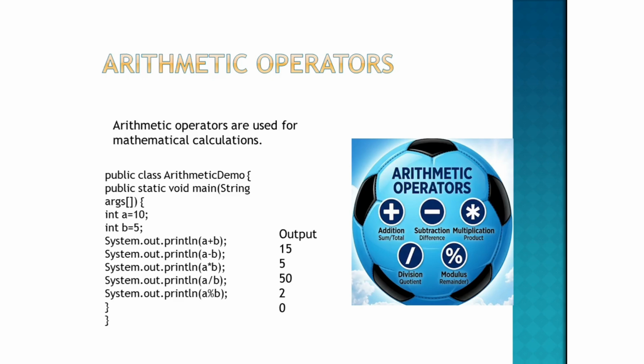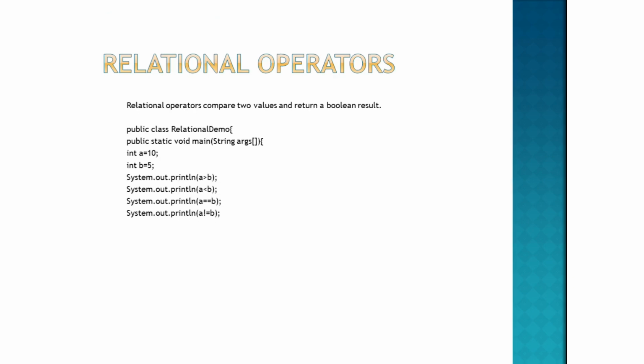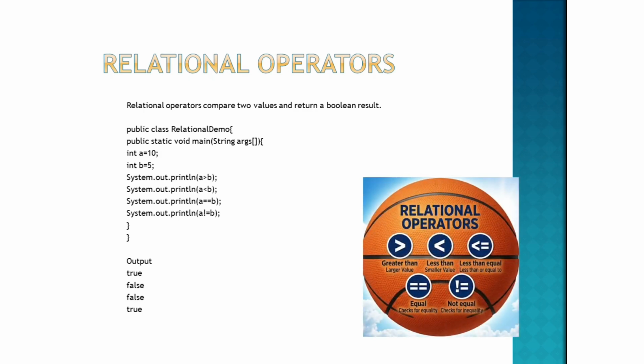Next one is relational operators. Relational operators are used to compare two values. The result is always either true or false. Here, 10 greater than 5 is true. 10 less than 5 is false. 10 equal to 5 is also false. Finally, 10 not equal to 5 is true. These operators are mainly used in decision making statements like if else, and loops.